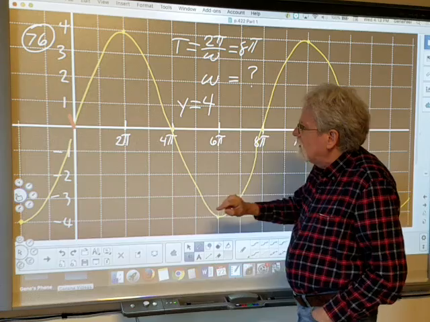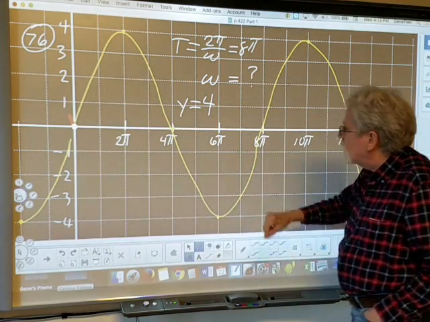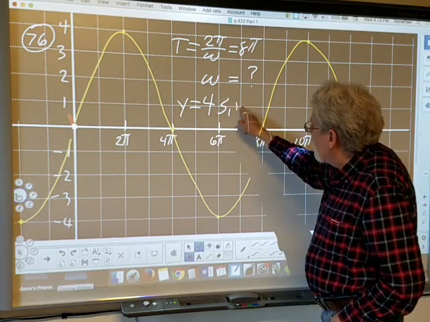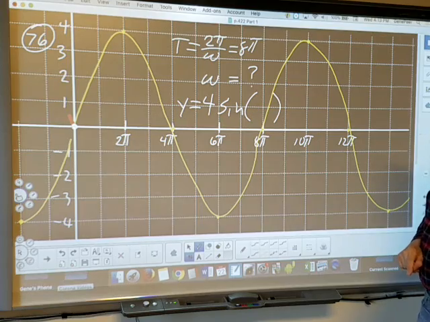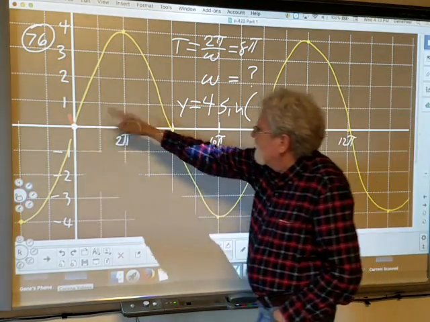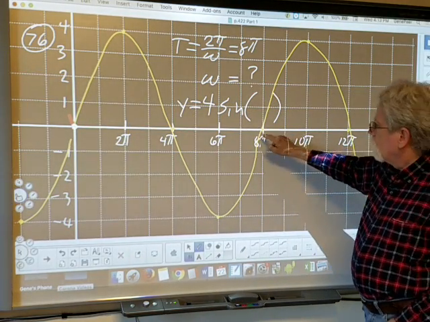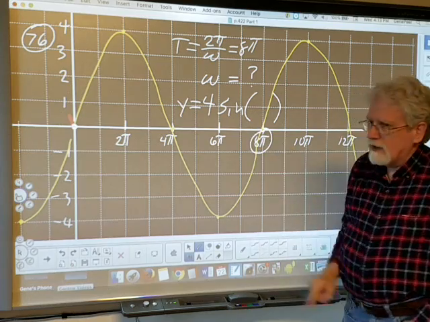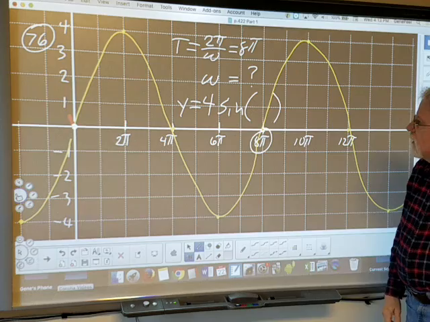4 times what? Well, this starts at 0, 0, and it has that familiar sine shape. It's going to be 4 times sine. Now we just need to know what the period is. Well, or what omega is. The period is back where we started, then it repeats. So we have a period of 8 pi. 1 complete cycle in the space of 8 pi.